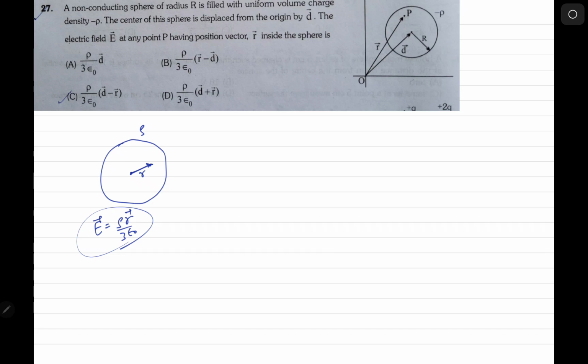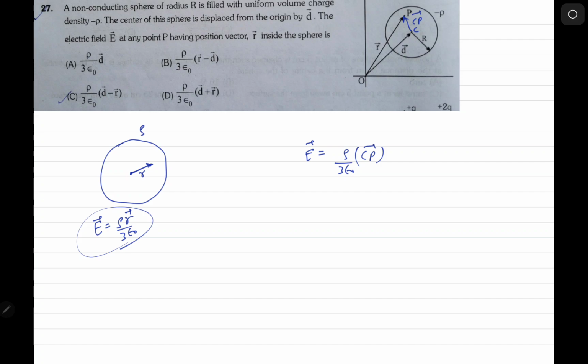Now we are going to find the field at point P, any point P having position vector r vector inside the sphere. In the diagram, this is the center C, and this one is CP. What is the electric field due to this solid sphere? We can write rho by 3 epsilon naught, and what is that r vector? CP vector, yes or no? From the center only we take this r. Now we need to write this CP vector in terms of r and d.